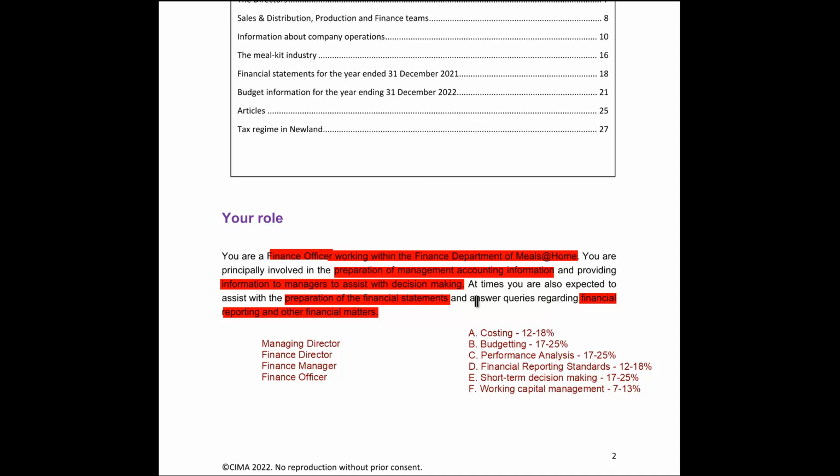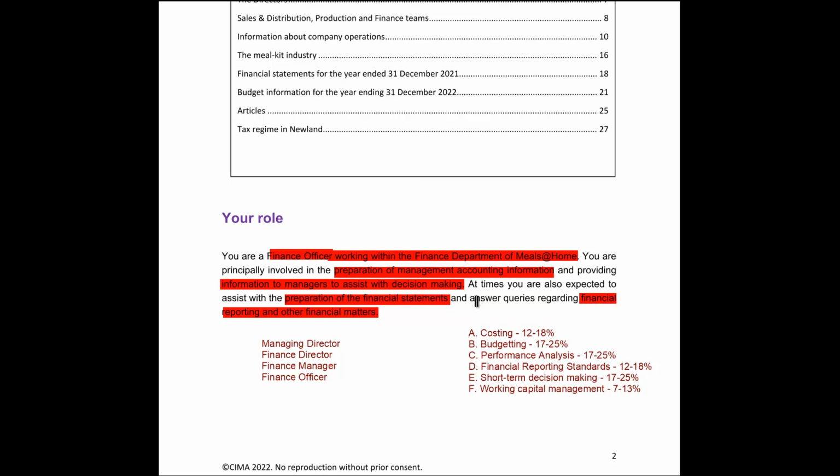So firstly, activity A, we have costing. Now this is obviously a P1 topic. Think about absorption costing, activity-based costing, all the different types of costing methods, their benefits, their drawbacks. Those are the kind of things you're going to be assessed on in this area, and this one is worth 12 to 18%. And B, we have another P1 topic. This time it is budgeting, worth a little bit more, this one, 17 to 25%.